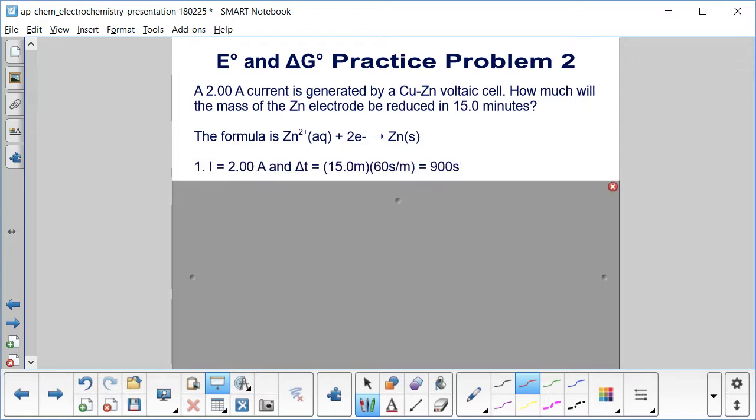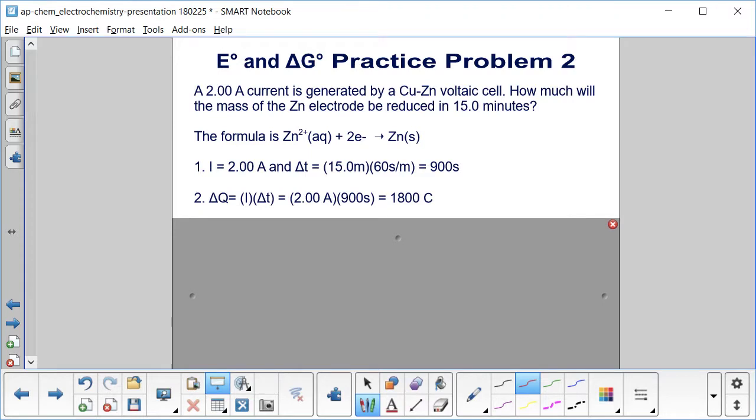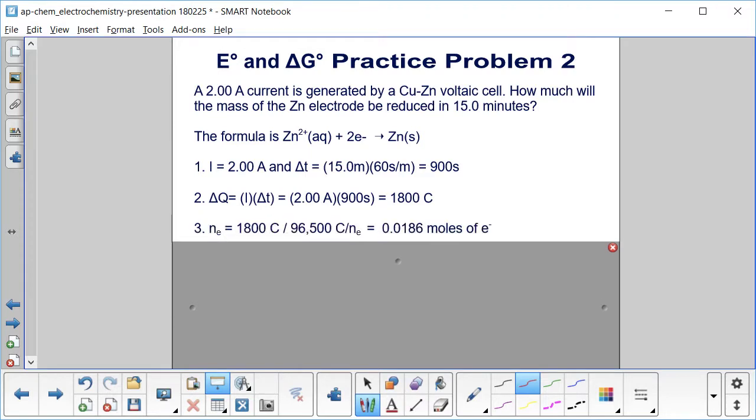So let's start with our current, 2 amps multiplied by 900 seconds. 15 minutes is 900 seconds. We get 1,800 coulombs of charge. We need to convert that charge into moles of electrons using Faraday's constant. So we divide by Faraday's constant to get 0.0186 moles of electrons.